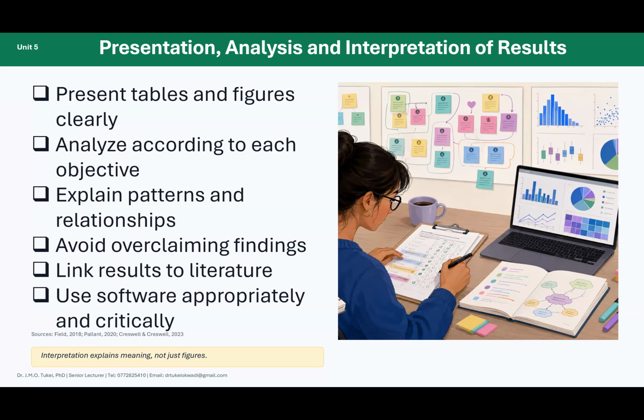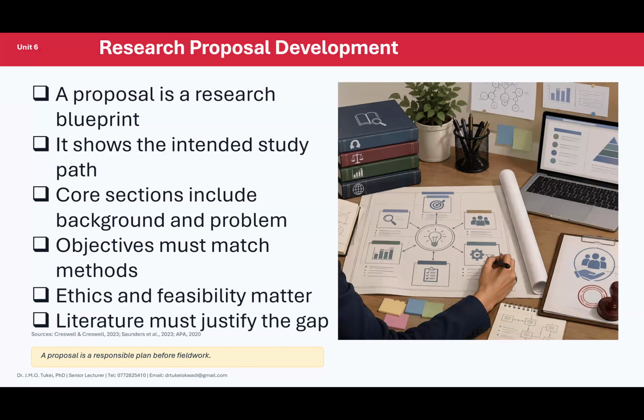Colleagues, we are moving, and I believe we are now on unit number 6, remaining with only 1. Those who are impatient, we're coming towards the end. Research proposal development. A research proposal is the blueprint of a study before fieldwork begins. It demonstrates that the proposed inquiry is important, coherent.